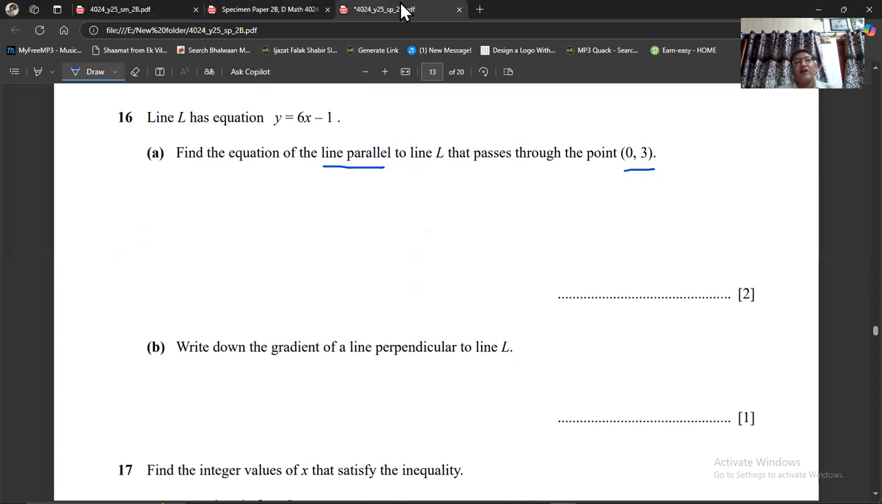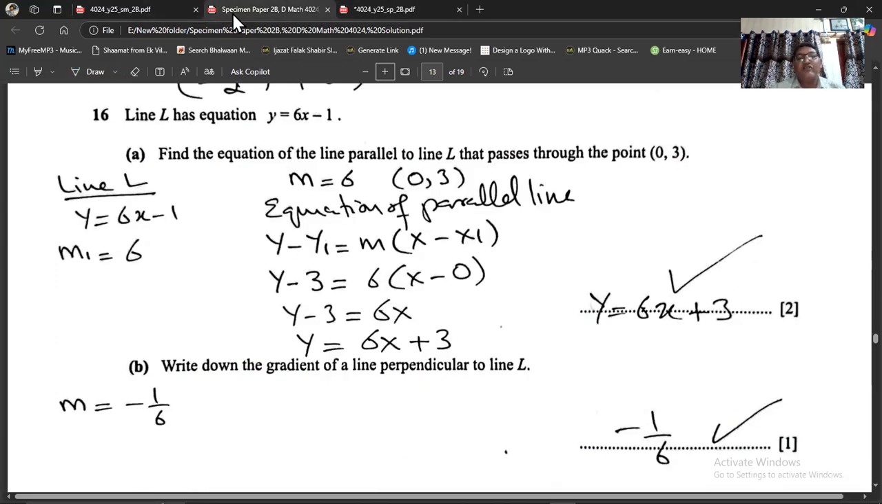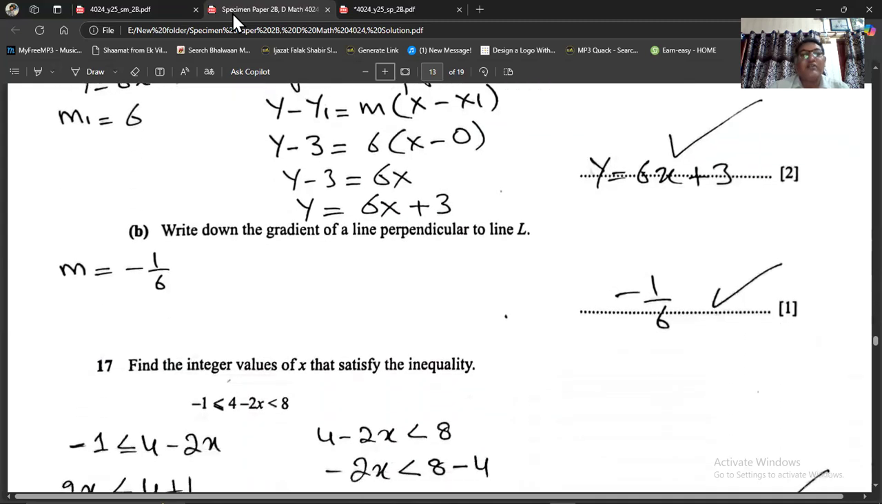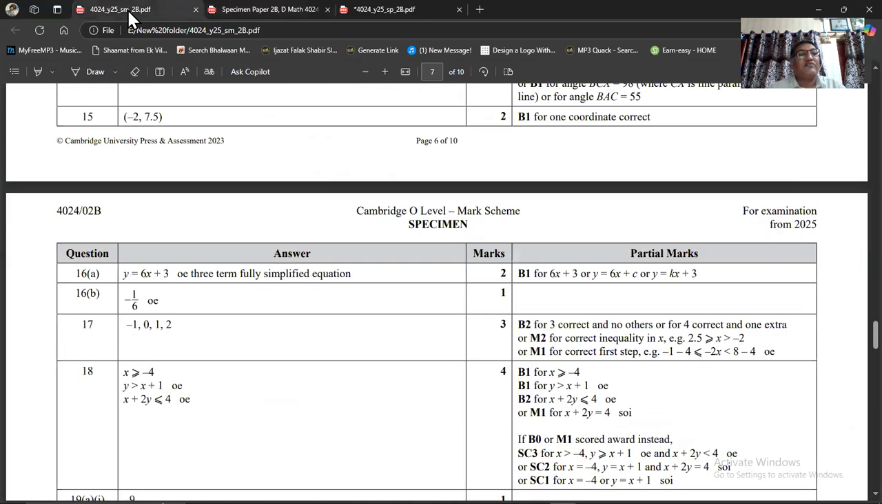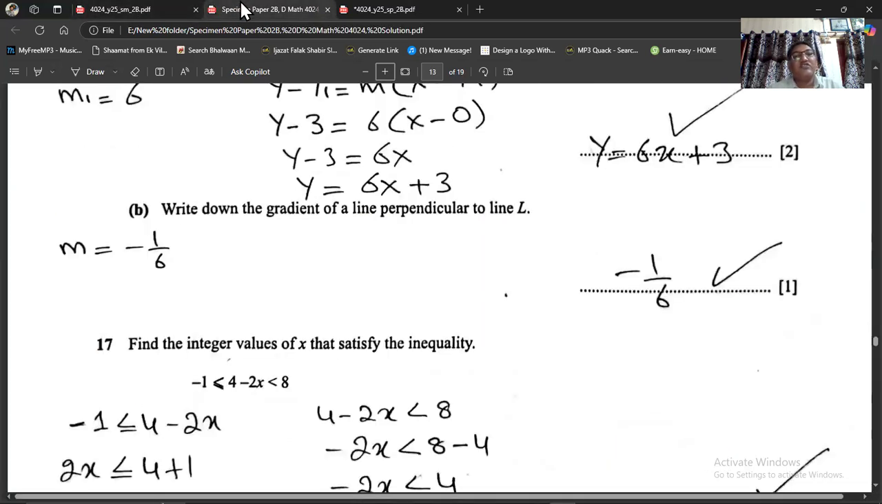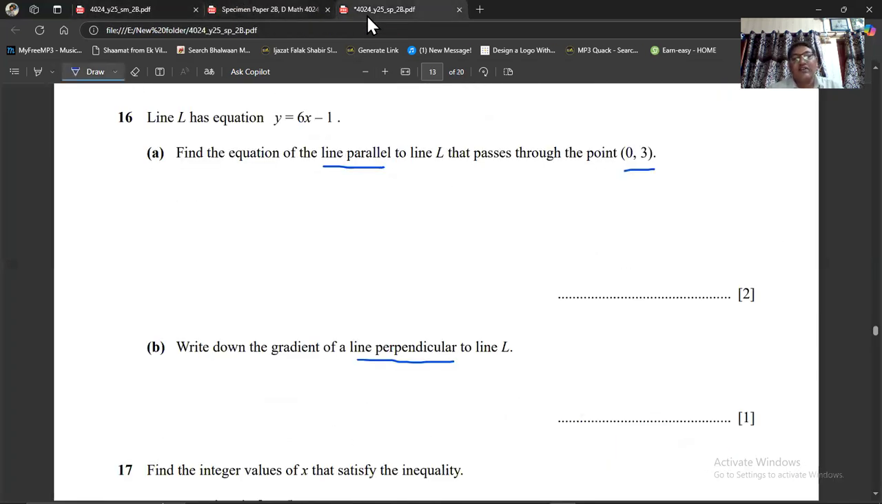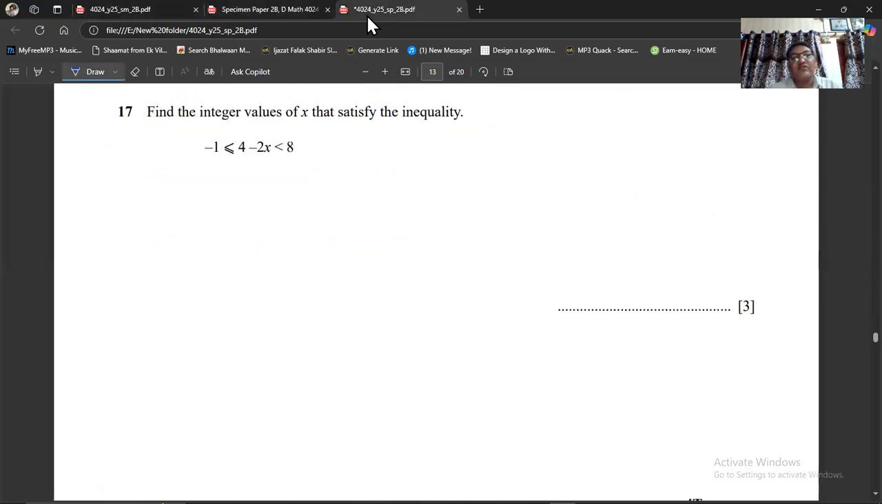Then it says write down the gradient of a line perpendicular to the line L. Because its gradient is 6, the gradient of the perpendicular line will be minus 1 by 6. The gradient of the perpendicular line is the reciprocal of the gradient, and you change its sign. So it will be minus 1 by 6. This is how this is done. Okay, so now we are going to the next question, question number 17.